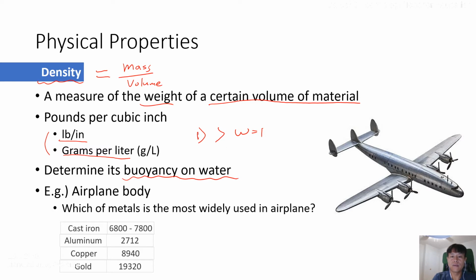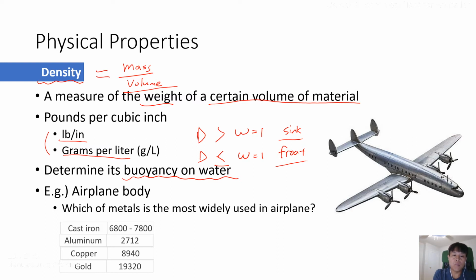Water is 1. That means it will sink on water, but if the density is smaller than water, it will float. Because, let's say the volume is the same as water, but the object's mass is heavier than water, that means it sinks, and lighter than water, it floats. So that is also related to buoyancy.